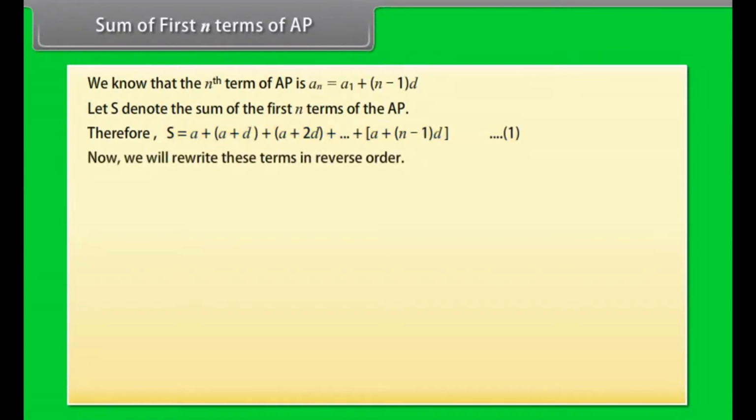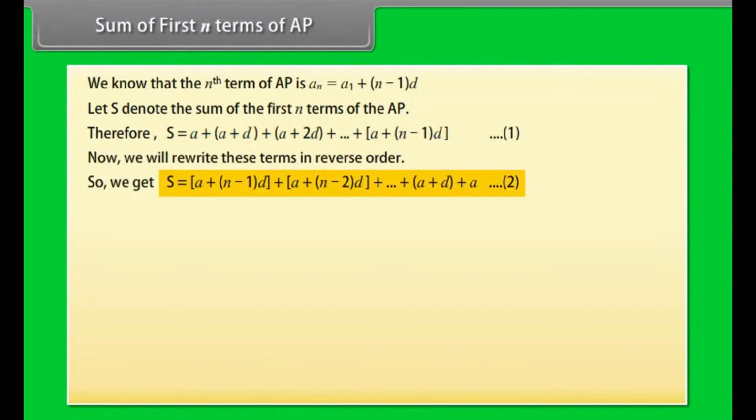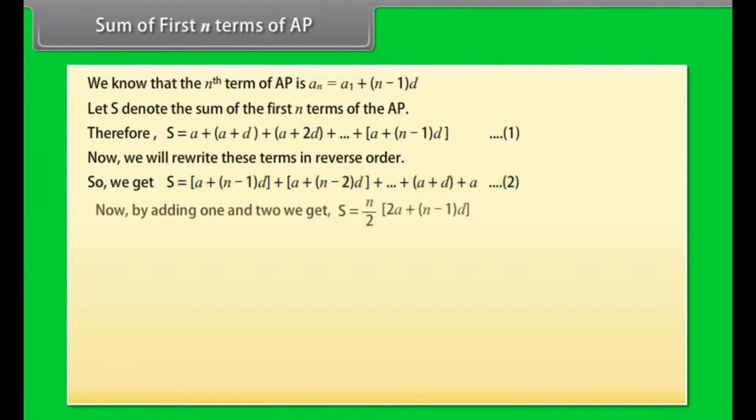Now we will rewrite these terms in reverse order. So we get S is equal to (A plus (n minus 1)D) plus (A plus (n minus 2)D) plus so on plus (A plus D) plus A. Mark it as equation 2. Now by adding equations 1 and 2 we get S is equal to n upon 2 into (2A plus (n minus 1) into D). This is the sum of first n terms of AP.